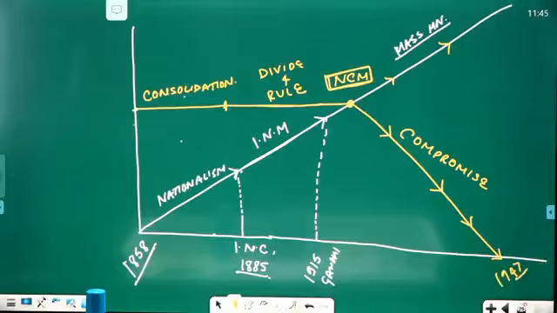So now the colonial power had to exit, and the mass movement had resulted in independence. The mass movement had resulted in independence.